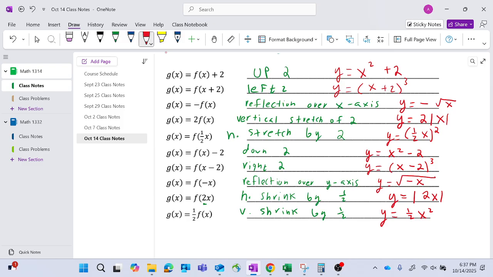Any questions about any of this? Are we good here? You can take a picture if you want or copy down whatever you like.